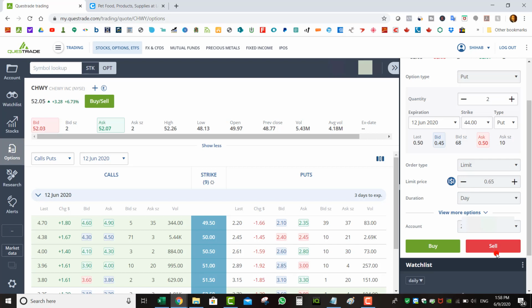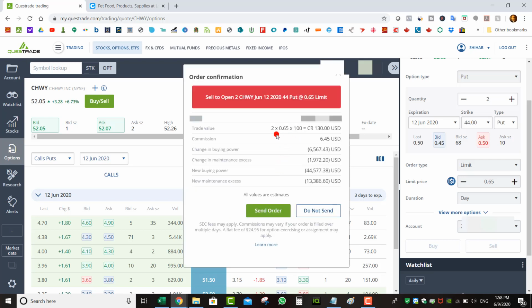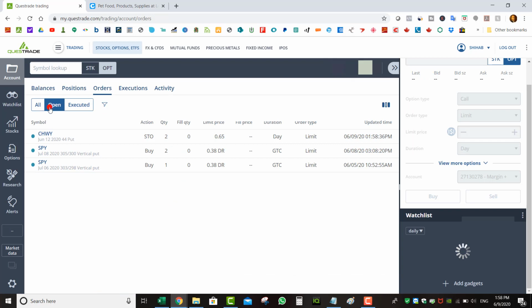So I'm going to click sell, click yes, confirm short order. So I'm selling 2 times 65 cents times 100. So that's $130 minus commission of $6.45. My change in maintenance excess is $19.72. And I'll click send order. So now you see it's in my open orders.